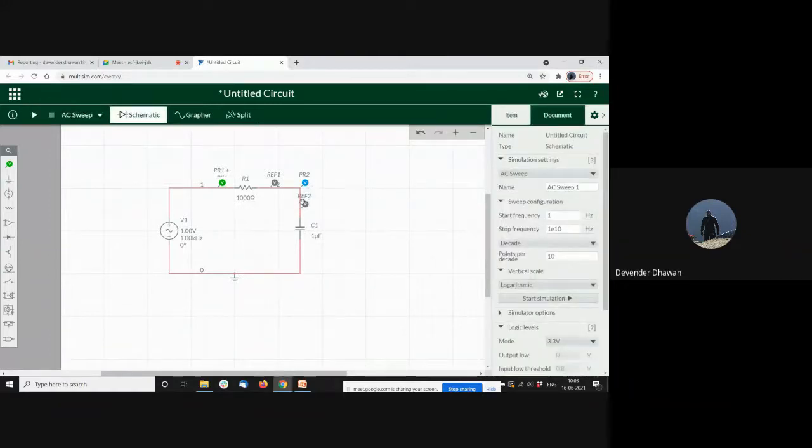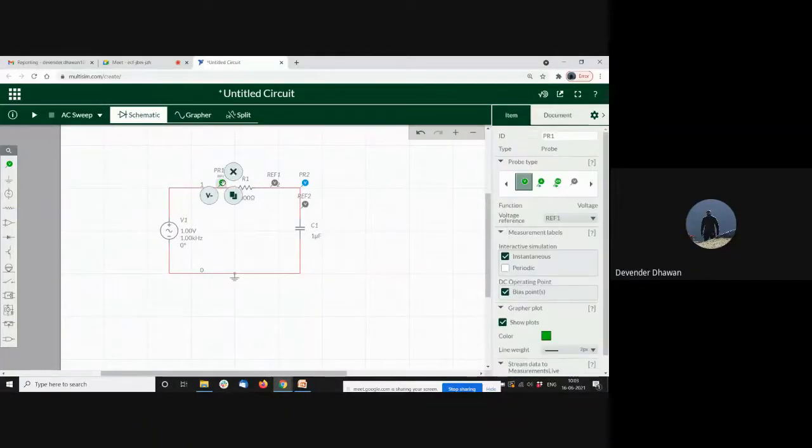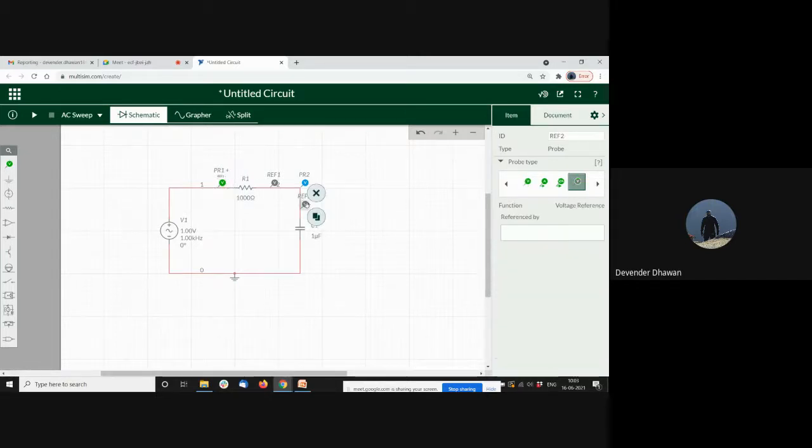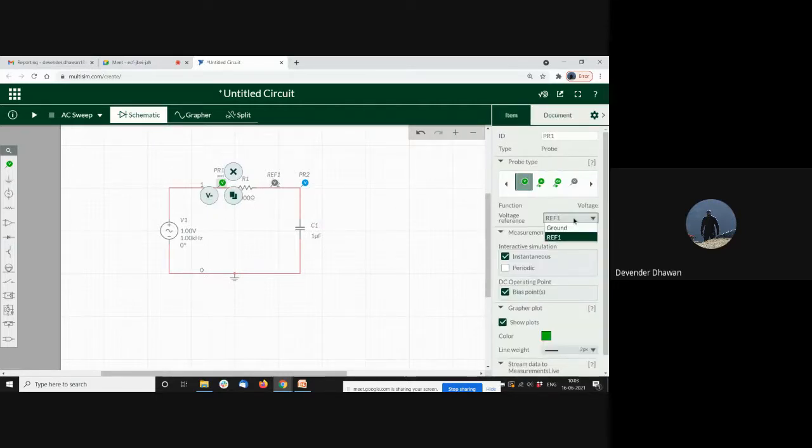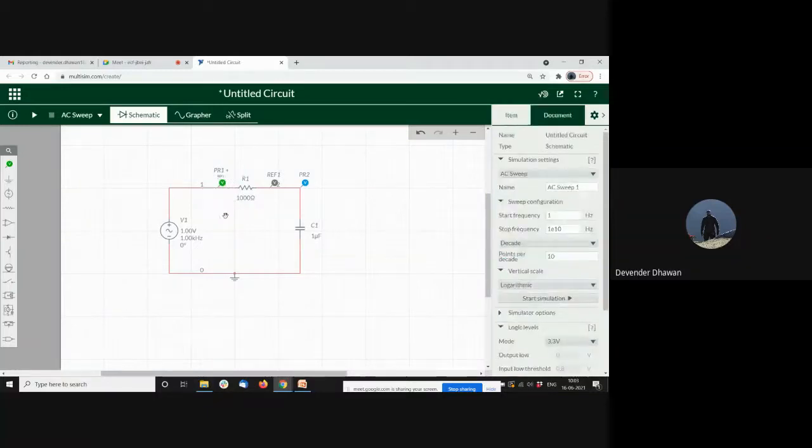Now you see the name of this probe is reference 2. This one is reference 1. So if I want this particular probe to use a voltage reference, I can just select it. If I wanted to use ground as a reference, or the reference 1 point, or the reference 2 point, I can just select it. Anyway, reference 1 and 2 are the same right now because there is nothing in between. So I'll delete this one. I have given reference 1 here, which means it will measure between this point and this point. Okay, sir.